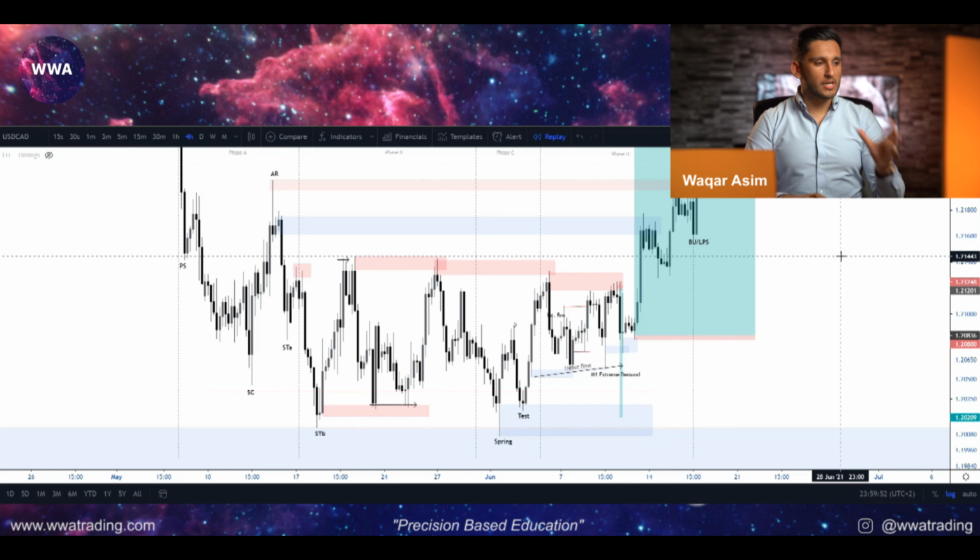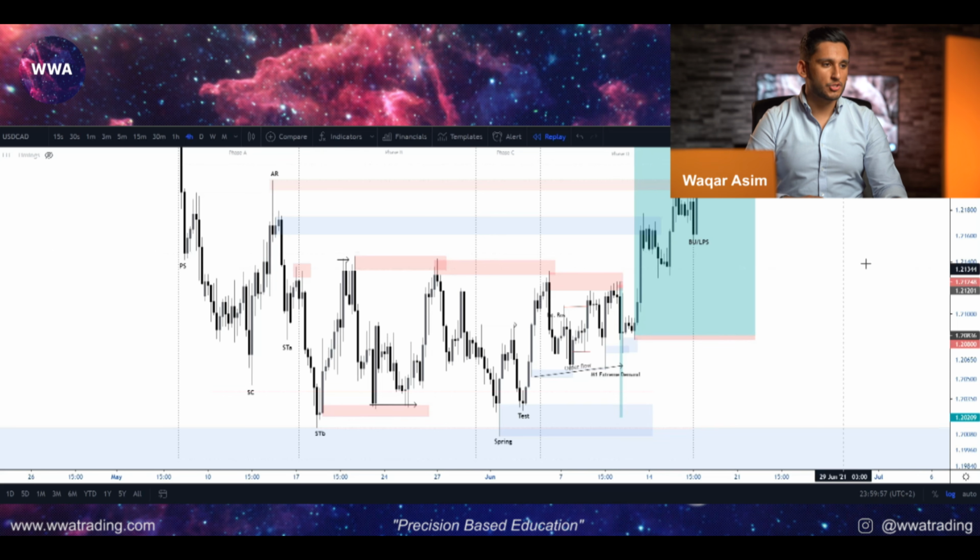Let's quickly come on to TradingView, where I can show you a little bit further on what was happening exactly in USD CAD. As we can see on the screen, we have the higher time frame, the 4-hour time frame of USD CAD, the trade that Alex was covering.